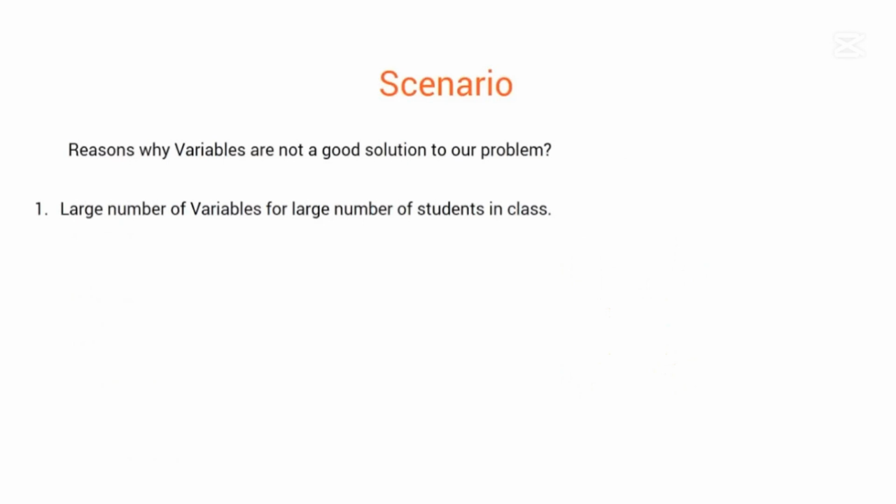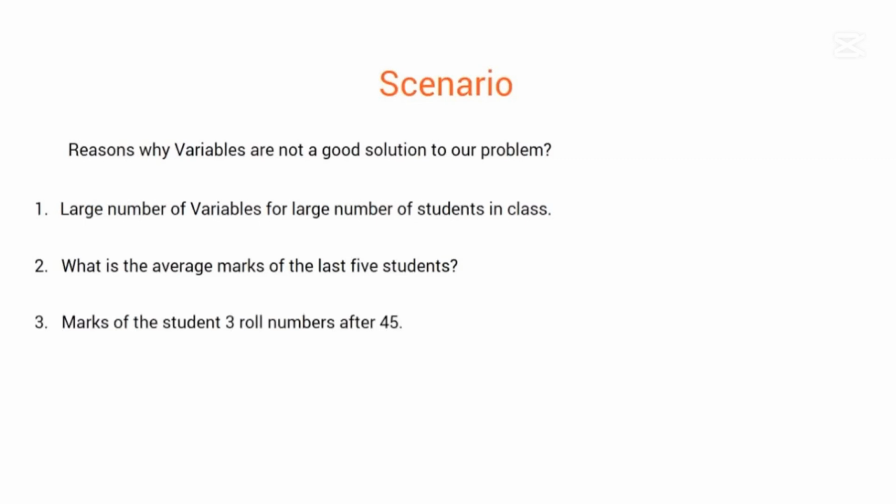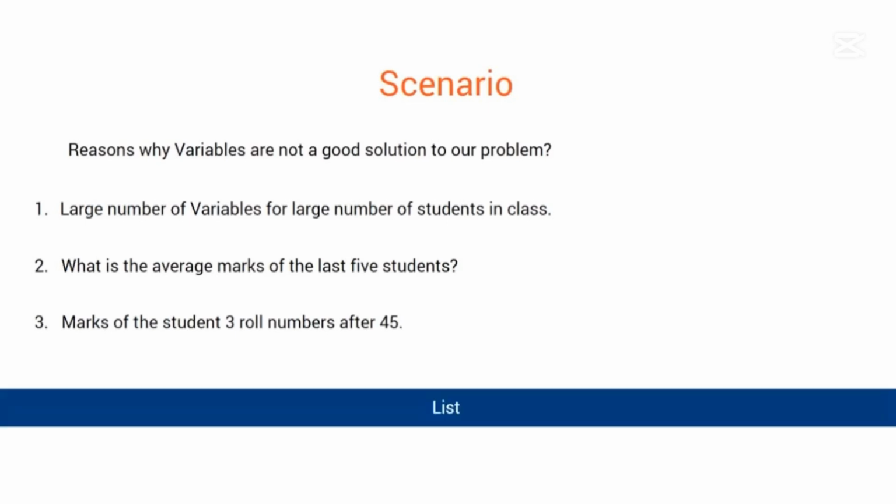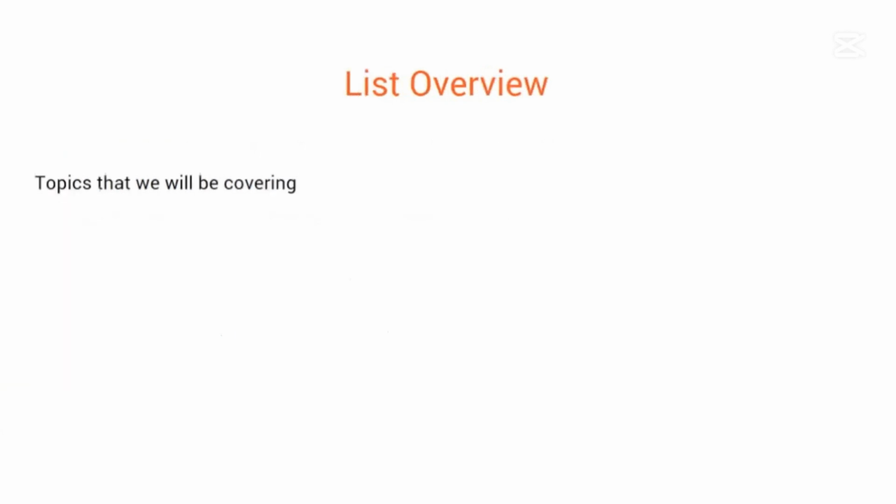Also, we won't be able to answer some questions like what is the average marks of the last 5 students, or what is the marks of the student who is 3 roll numbers after 45. We cannot answer these questions since variables inherently do not support sequence, and we need a data structure that can handle sequences to answer questions like 2 and 3. This is where list comes in. In this video, we'll be talking about list.